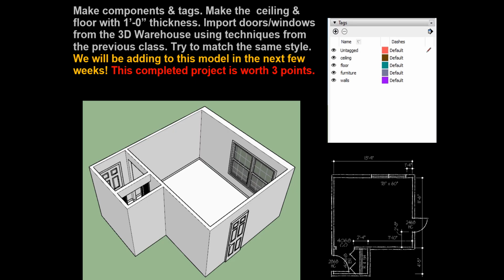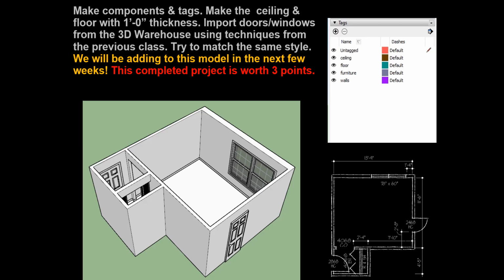Make components and tags. Make the ceiling and floors. Give them a 1 foot thickness for the ceiling and the floors. And then import dynamic windows from the session folder that I showed you. Use those. Import doors from the 3D warehouse. Try to match the same style as the existing.